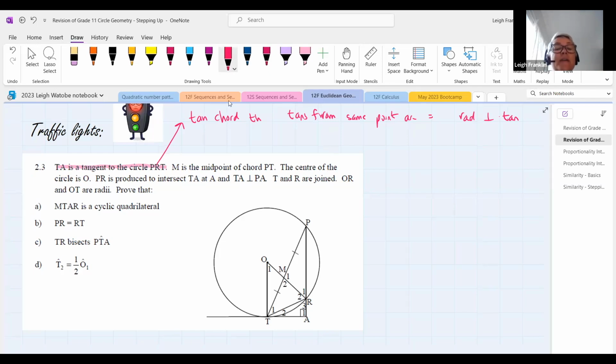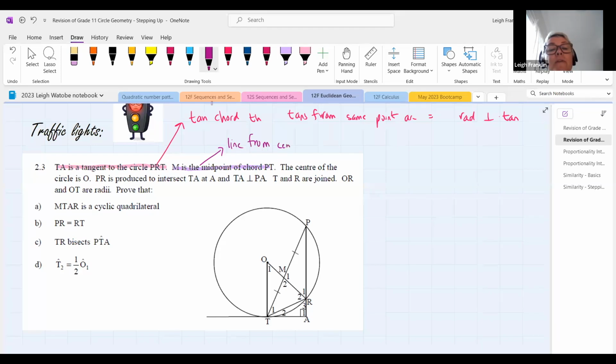The other thing that they tell us here is that M is the midpoint of chord PT. So now, again, this relates back to what I was just talking about. We've got a line from the center, OM, to the midpoint of the chord. So straight away, does it come with a 90-degree angle? No, it doesn't. So here our connection is to line from center.